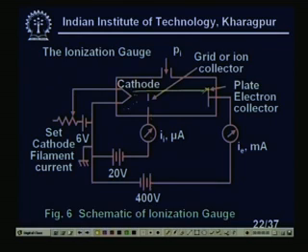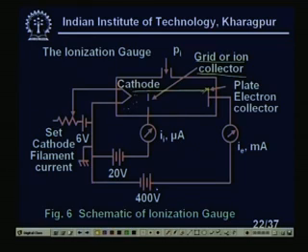So, that gas will be ionized. If that gas is ionized, then what will happen? You see, this grid is connected to the negative terminal of the battery. So, the ions will be collected by this grid, which we call the grid or ion collector. So, I will get an ion current. At the same time, the knocked-out electrons will be collected by this plate. So, there is an increase in the electron current.